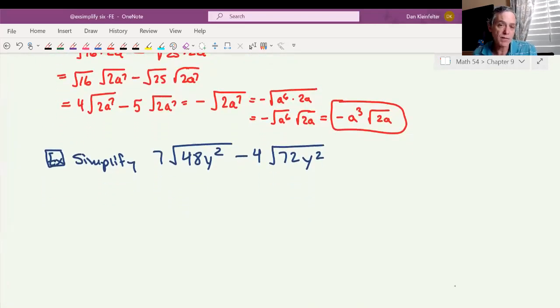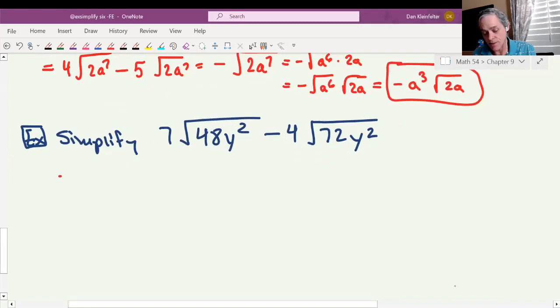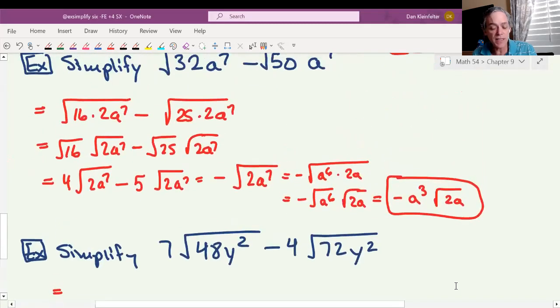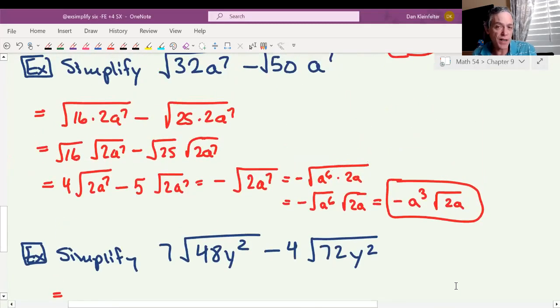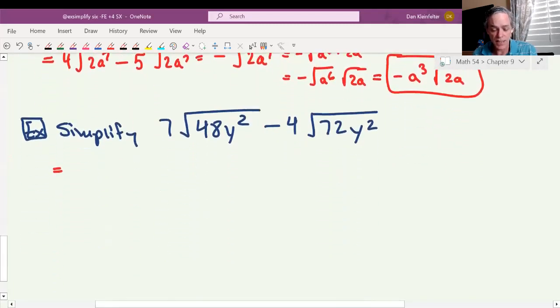This one's 7 times the square root of 48y squared minus 4 square roots of 72y squared. So 48 is 16 times 3. 72 is 36 times 2. So let's take care of those perfect squares, and also we have those square roots of y squared that we can deal with. So where on the previous example I saved the simplification of the variable to the end, I'm going to do it now on this one just for variety's sake.